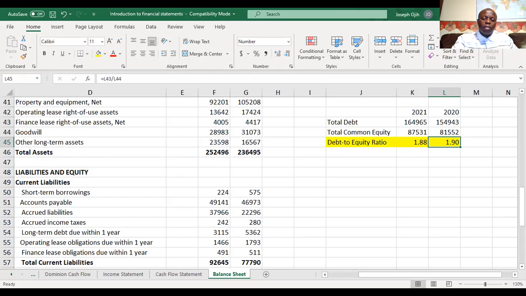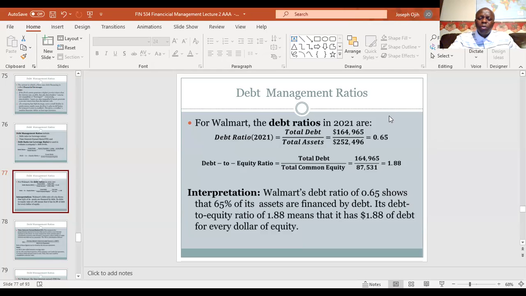Now, what does this mean for Walmart? Well, I will explain it. For the year 2021, the debt to equity ratio of Walmart was 1.88, which means $1.88 of debt for each dollar of equity. So for each dollar of equity that Walmart has that year, it has $1.88 of debt, which means that if Walmart has $1 million of equity, it has $1,880,000 of debt. So that's basically the way to interpret it.